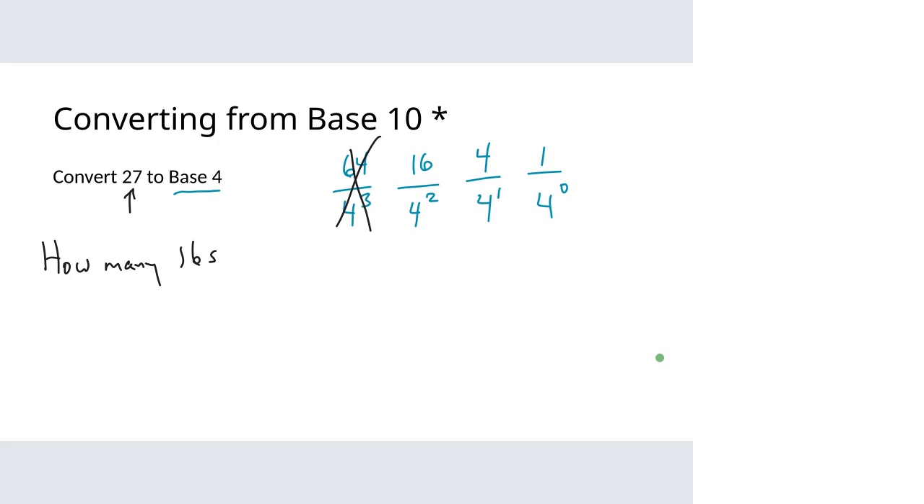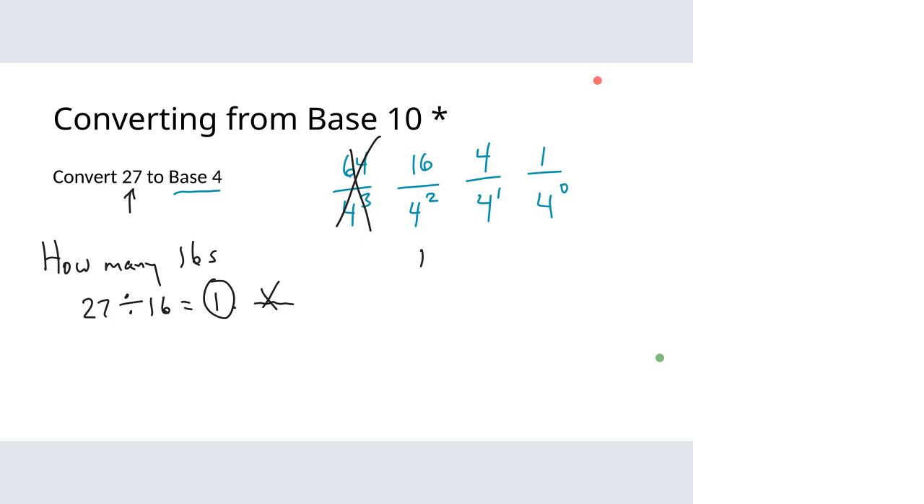You may reason that out, or you may say, well, if I do 27 divided by 16, I get 1 point something. The something doesn't matter. I just know I need 1 16. So I need 1 16.